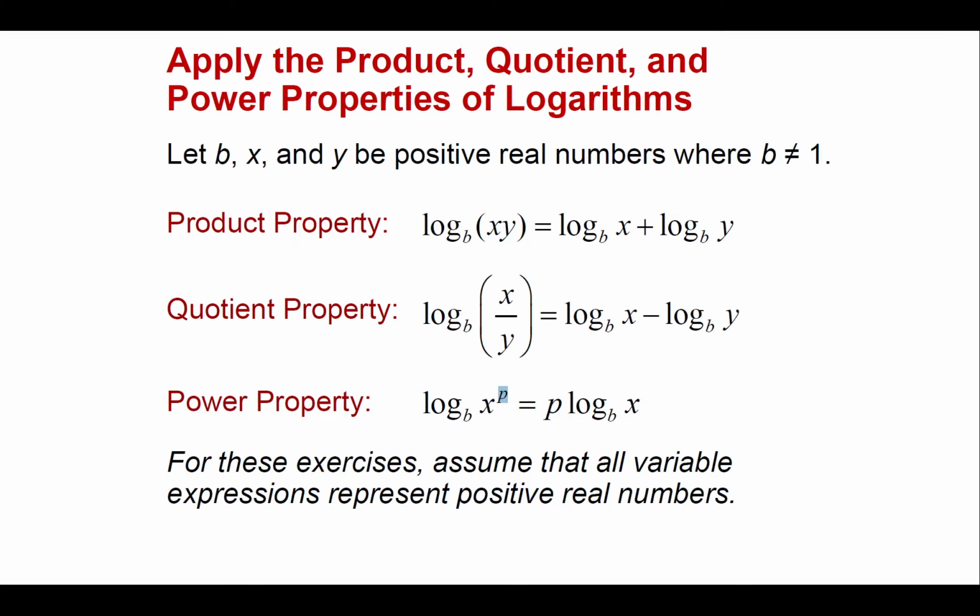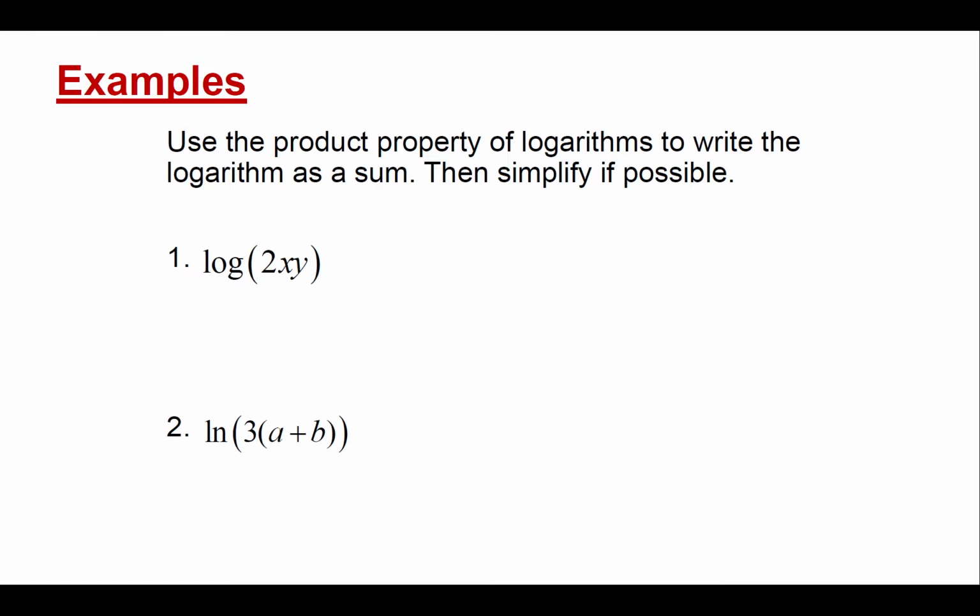So these are the three properties. Remember, we can use these properties from left to right, or sometimes, based on the problem, we can also go from right to left. That depends on what we are asked to do. Okay, so let's see some examples. Use the product property of logarithms to write the logarithm as a sum, then simplify if possible. So log, which means log base 10, and there are three terms, 2 times x times y.